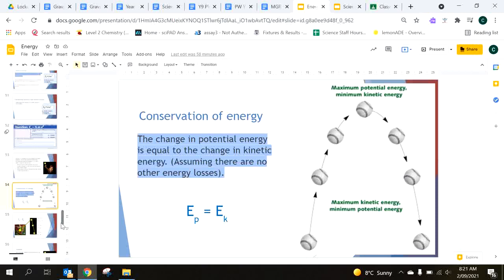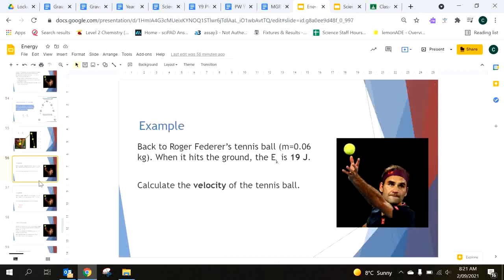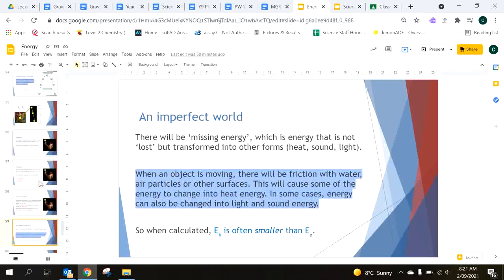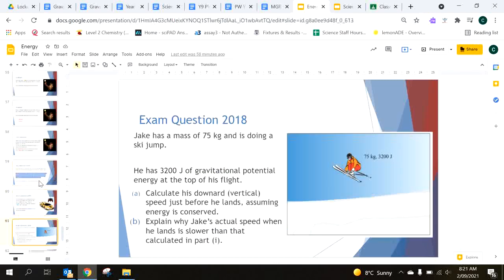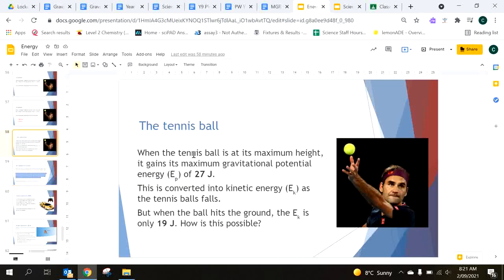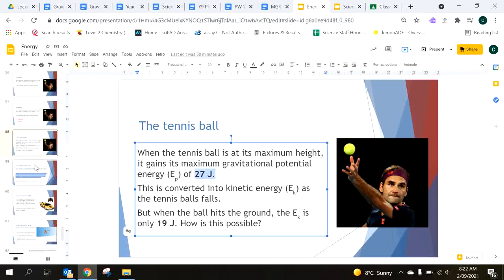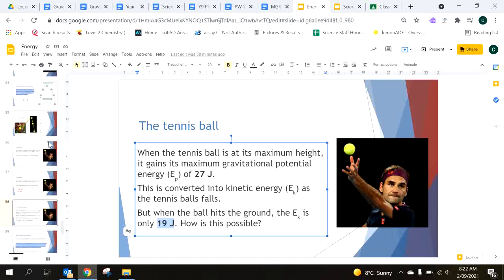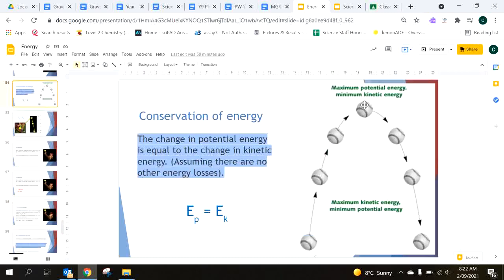With one exception, is that in real life, the exact number of potential energy, so in this example here, this question here. So let's have a look at this. Roger Federer, when he hit the ball up in the air, it had 27 joules of energy right at the top of the hit. But then its kinetic energy was only 19 joules when it was down the bottom. So I've been telling you that this maximum potential energy should equal the maximum kinetic energy. But in real life, it doesn't. Usually, the kinetic energy is a little bit less.